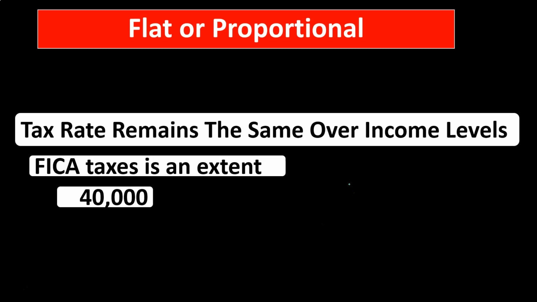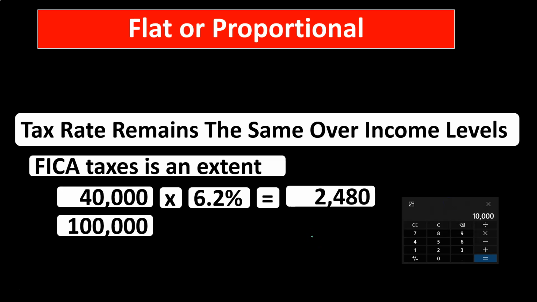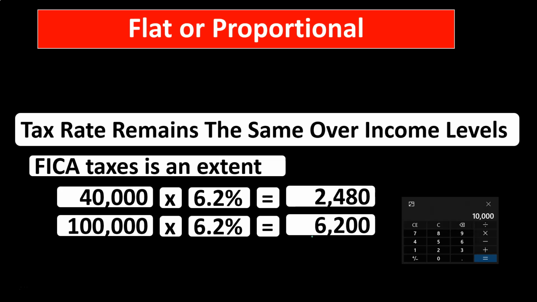So, for example, these are just examples here. If you had $40,000 times, let's say the rate is 6.2% for FICA tax, for Social Security tax, that's going to be the $2,480. And then if you earned $100,000 times that 6.2%, then you're going to have the $6,200. So once again, this type of tax acts in some regards like a flat tax. Now again, it's not completely flat.